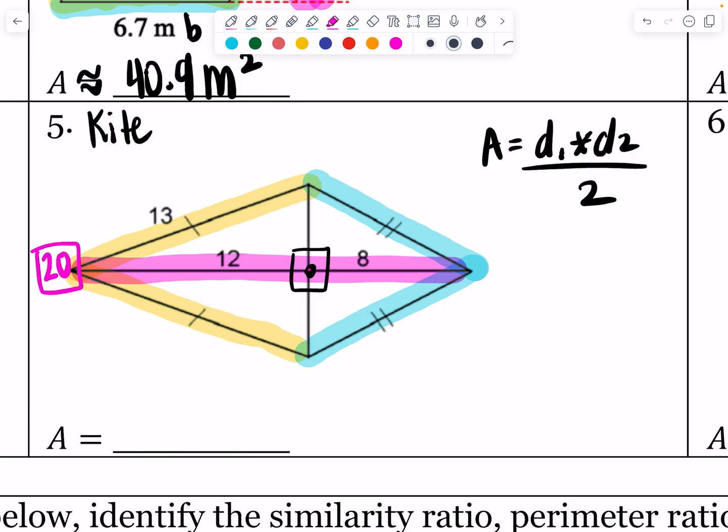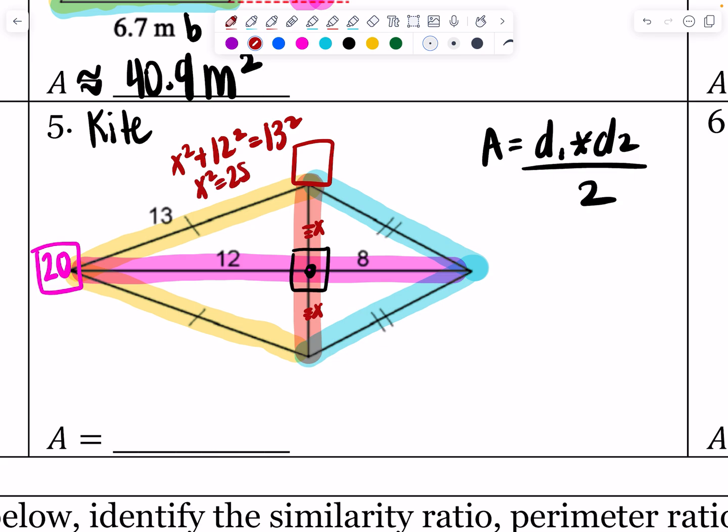And so we want to do that same thing for this other portion, this red diagonal. But the problem is that we don't have either of the pieces. So I do know that I can use the Pythagorean theorem to find what each of these pieces is. Since it's a kite, those are going to be congruent. So 1, 2, 3, 1, 2, 3. So I'm going to use the Pythagorean theorem and say x squared plus 12 squared equals 13 squared. So that's a Pythagorean triple. You could do 13 squared minus 12 squared. You get x squared equals 25. And so if x squared is 25, what is x? It's going to be the square root of 25. So x is going to be equal to 5.